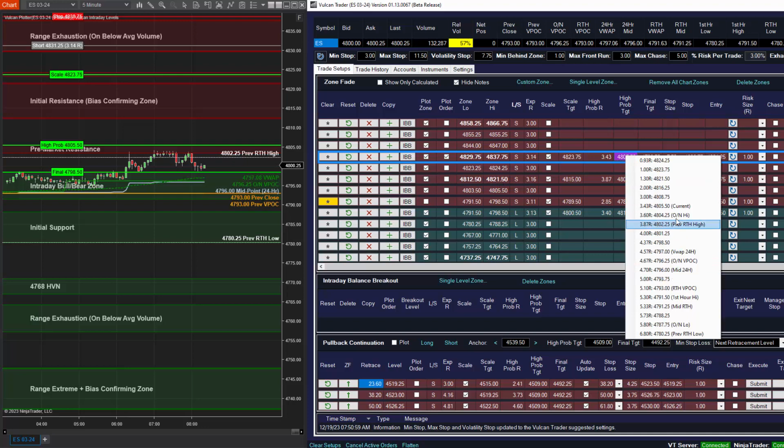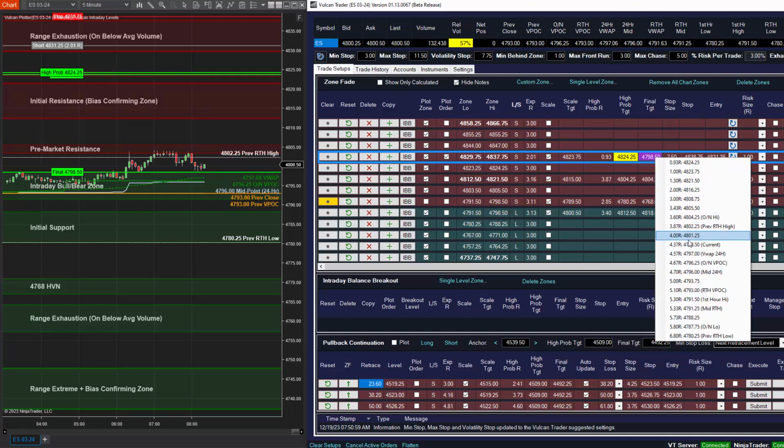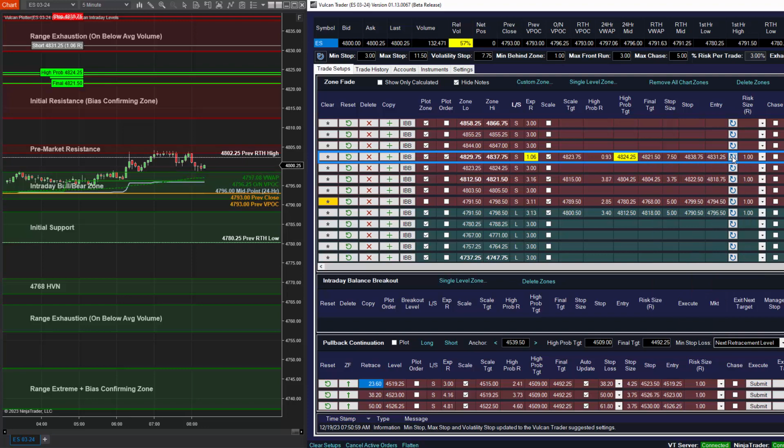So I think the high probability target in this case should actually be 24.25, and the final should just be right around 21.5. So it's going to be a very defensive play. So if the market does go up there, 35.5 would give us 3R, even if we just get a reaction into 21.5. So that's a potential short on the upside.